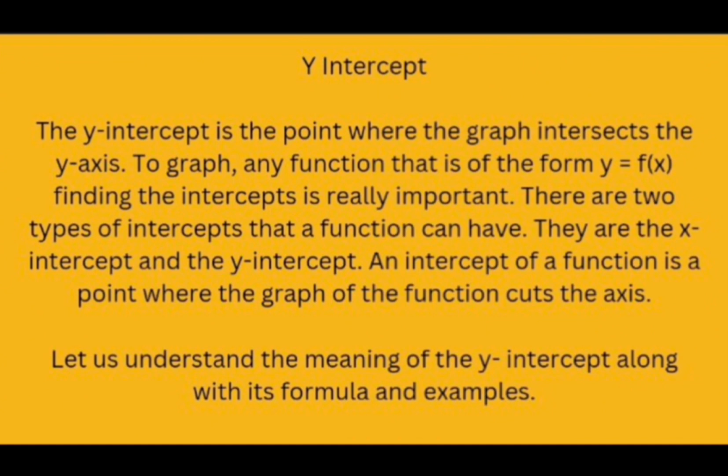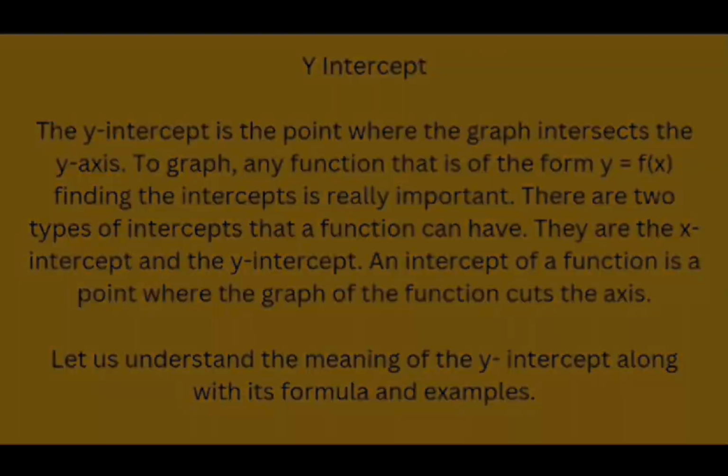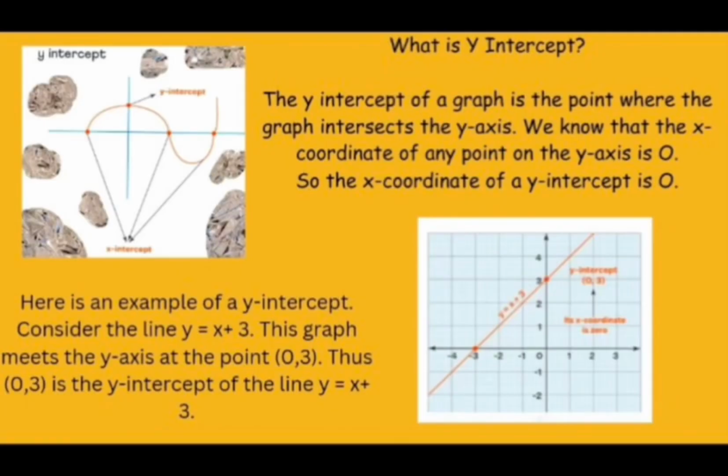There are two types of intercepts that a function can have. They are the x-intercepts and the y-intercepts. An intercept of a function is a point where the graph of the function cuts the axis. What is a y-intercept? The y-intercept of a graph is the point where the graph intersects the y-axis. We know that the x-coordinate of any point on the y-axis is 0. So the x-coordinate of a y-intercept is 0.